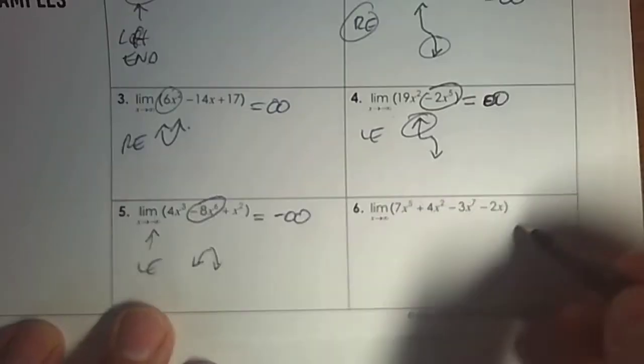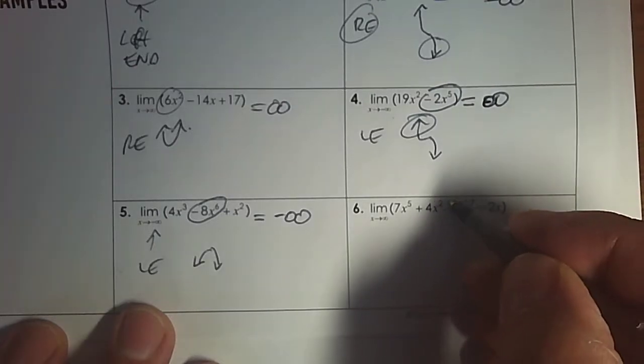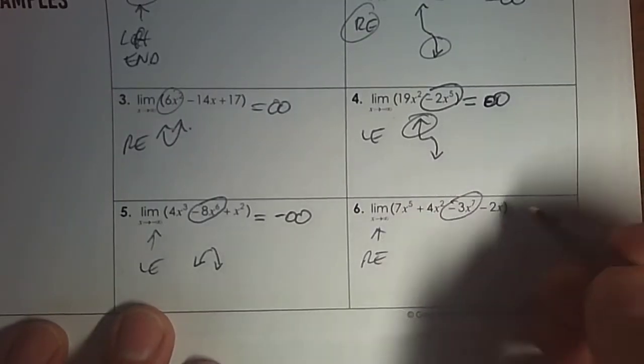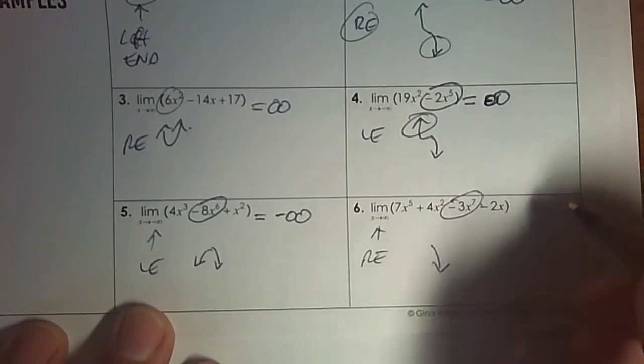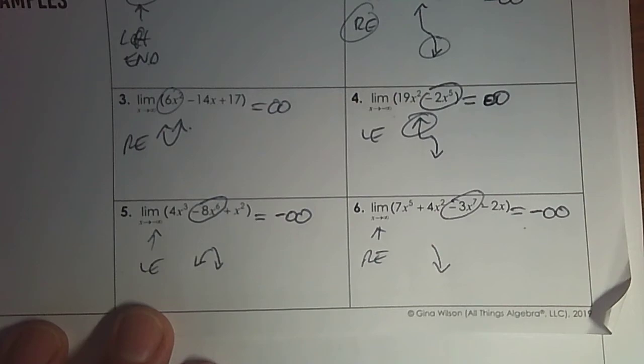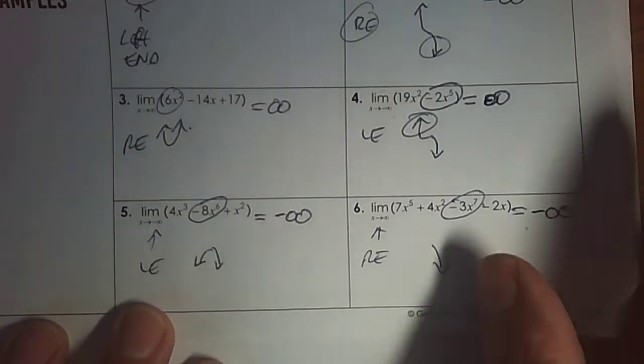Here, the power term, that would be this one, negative 3x to the 7th. This is the right end. So negative means the right end is going down, so this answer is negative infinity. Turn the page.